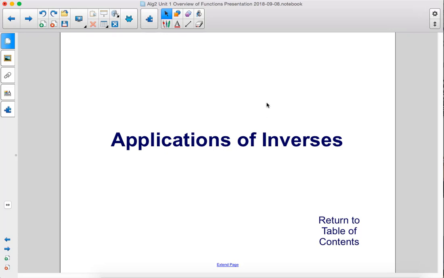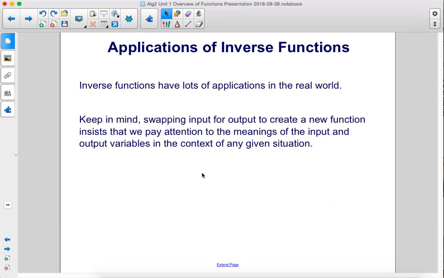Applications of inverses. Inverse functions have lots of applications in the real world. Keep in mind, swapping input for output to create a new function insists that we pay attention to the meanings of the input and output variables in the context of any given situation.